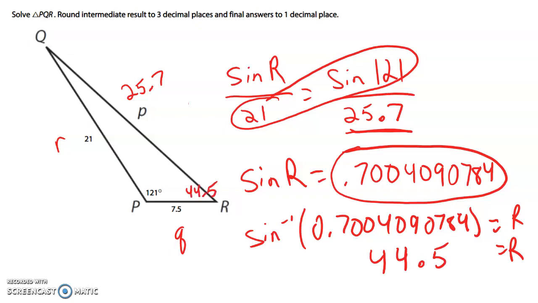And now to find the measure of angle Q, it's not much of a challenge. You have 2 angles of a triangle. The angles of a triangle have to add up to 180. You can take 180 minus 121 and then minus 44.5, and you should get 14.5.